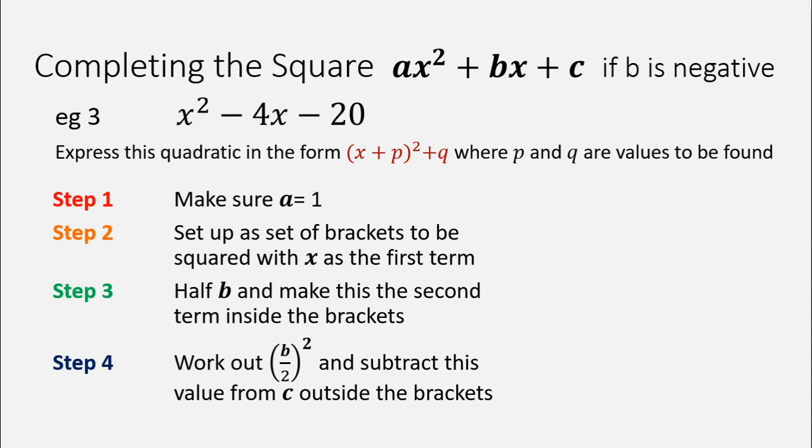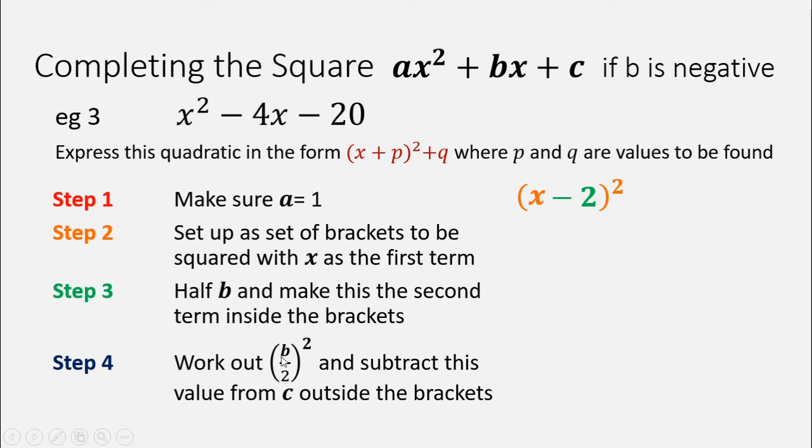Now here's another one. If you want to try it on your own, hit pause, but note that this is where b is negative, so watch out for that. The sign is important. Okay, so let's get started. Is a equal to 1? Yes, a is equal to 1. Step 2, set up a set of brackets to be squared where x is the first term. Done. Step 3, half b, so half of negative 4. That's negative 2. The sign's important.